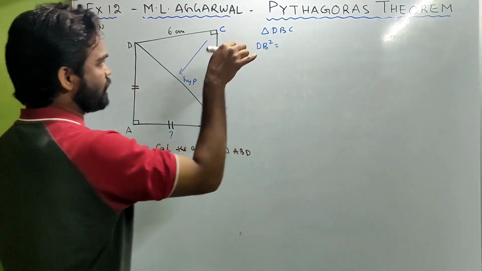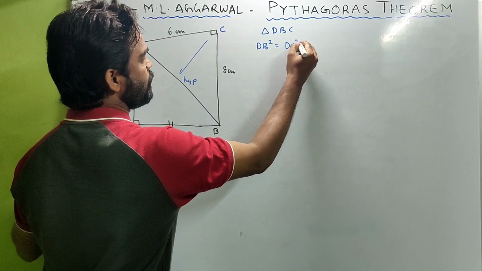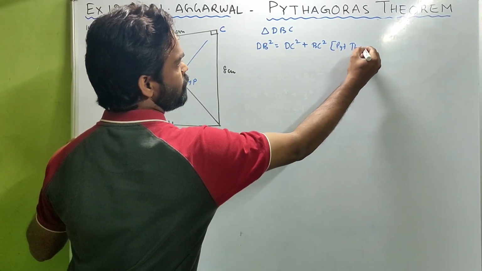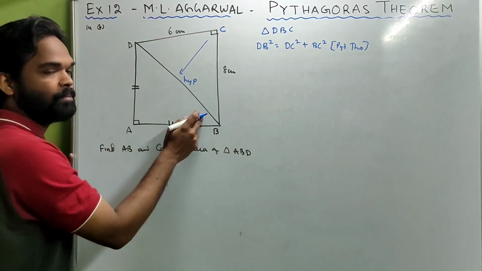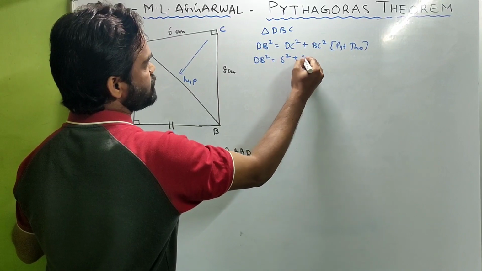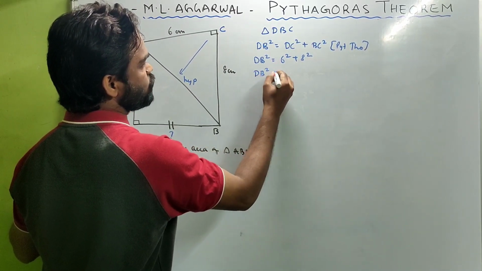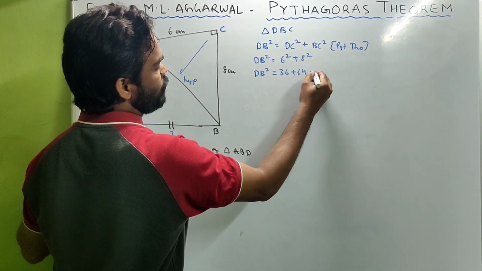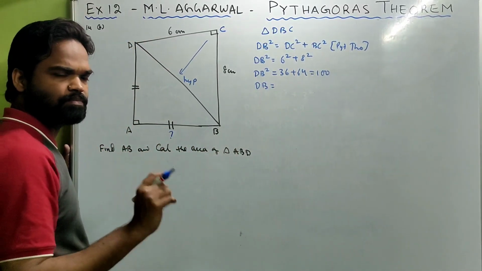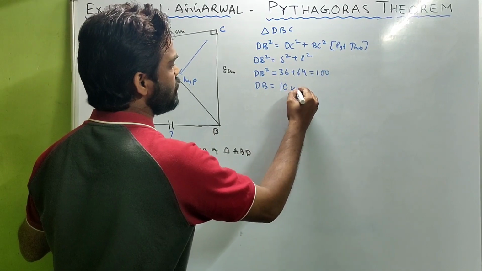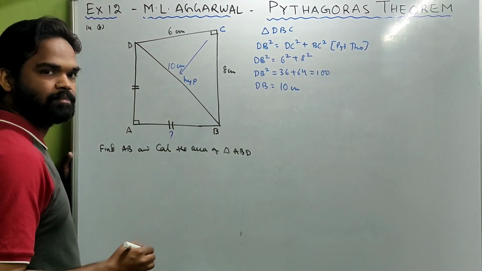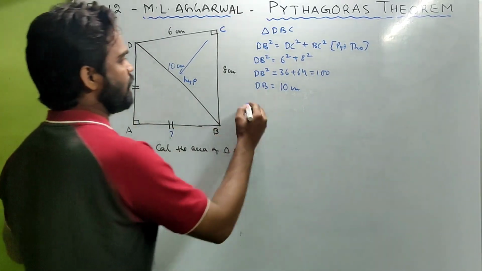DB square, according to Pythagoras theorem, will be DC square plus BC square, isn't it? Pythagoras theorem. Look carefully. This is your hypotenuse. So DB square is 6 square plus 8 square. So DB square is 36 plus 64. That's 100. So DB will be, root of 100 is 10. So that's 10 centimeter. So this is your 10 centimeter. Done. Now look at triangle ABD.